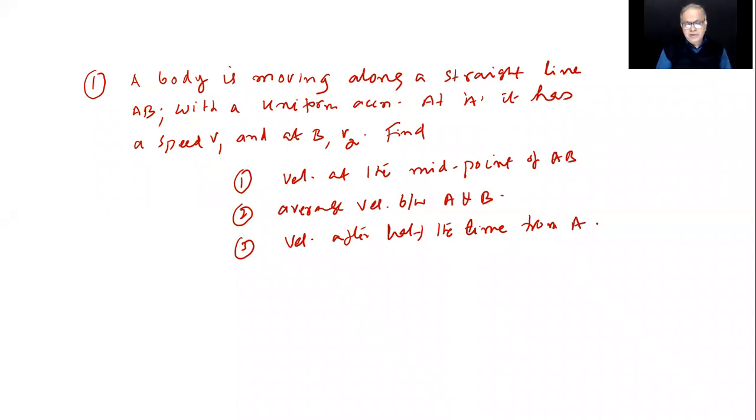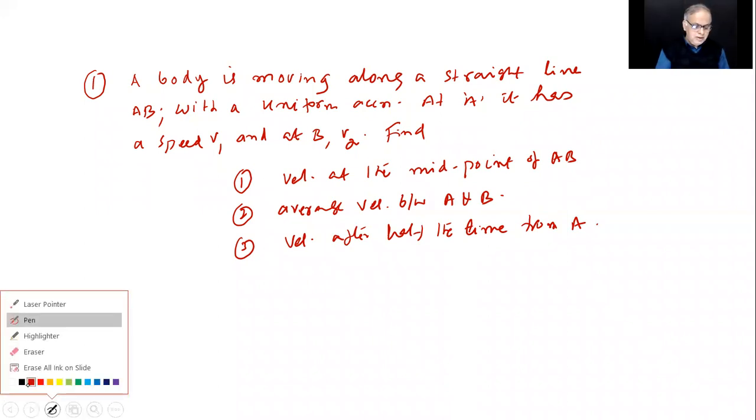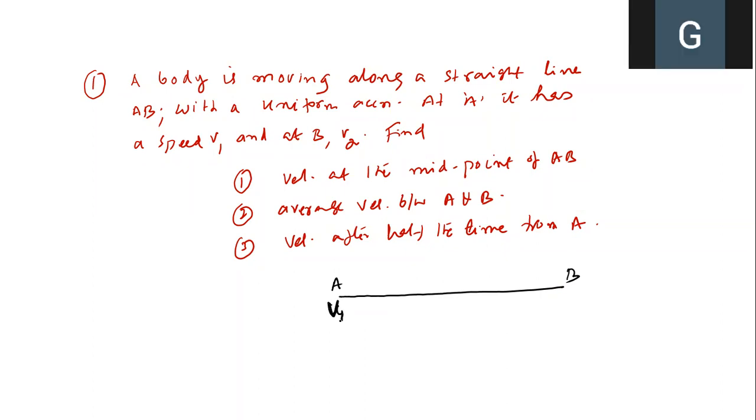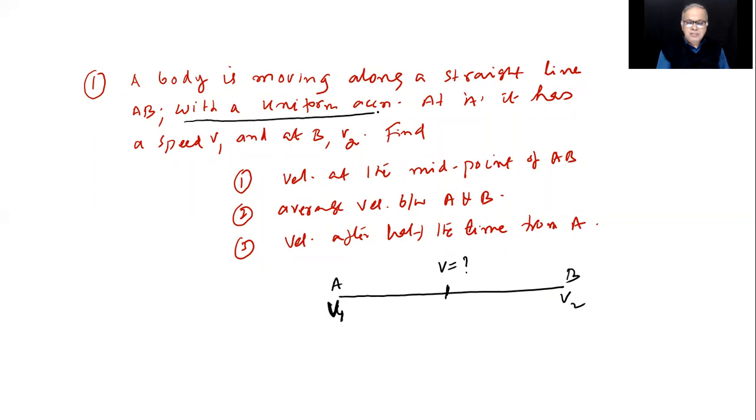First, you need to understand the question, and like I told you, you may picture the question either in the mind or on the paper. There are 2 points considered in the motion. At A, it has a velocity v1, and at B, v2. The midpoint of AB means half distance. After half distance, what is the velocity? That is the first question. And remember, the body is having a uniform acceleration.